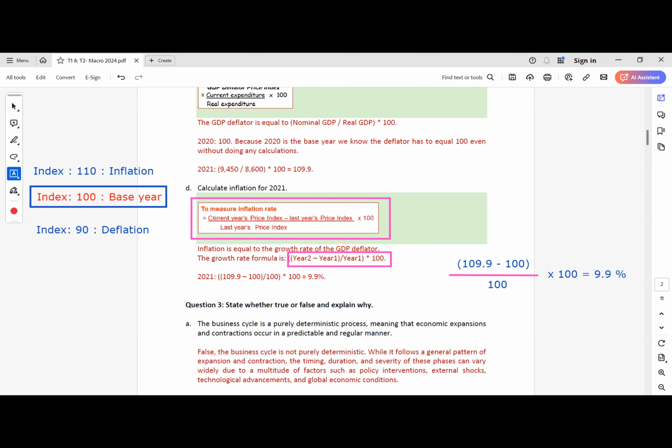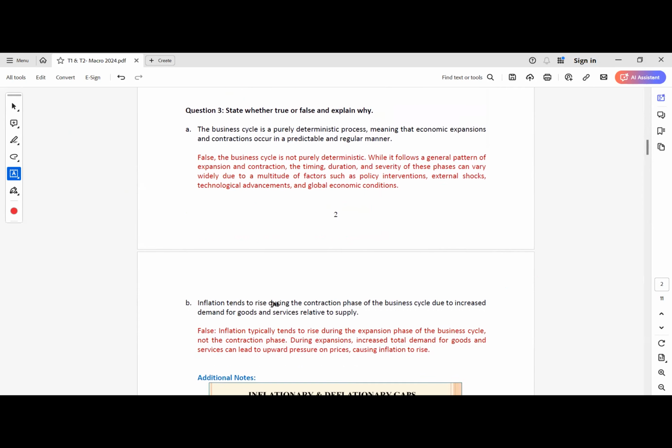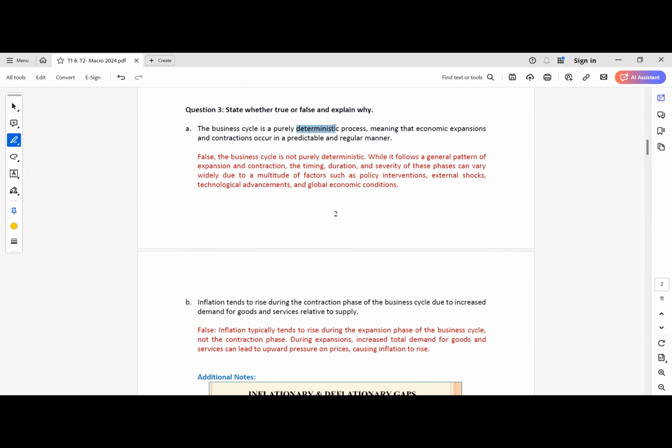Okay, let's continue. Next question. Some theory questions over here. State whether true or false and explain why. Question A, the business cycle is a purely deterministic process. What does it mean by deterministic? That means you can predict, you can determine it. Business cycle refers to the ups and downs of the economy, as measured by the rise and the fall of the real GDP in the economy itself.